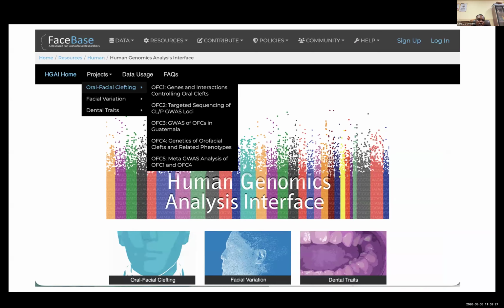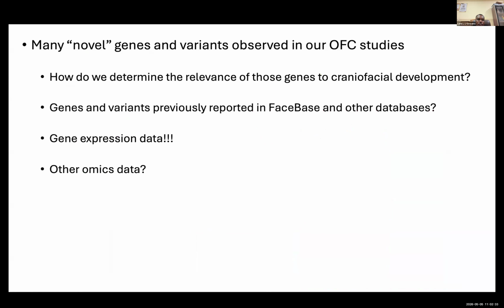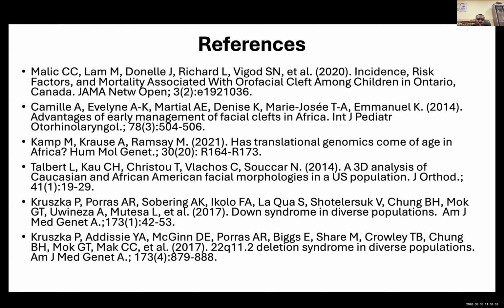So we always come back here to make sure that we can make functional meaning or add additional information. These are some of the resources that we've been using in FaceBase to determine the functional craniofacial relevance of the genes that we detected in humans. So we have to fall back on FaceBase, look at how the gene is reported, what the phenotypes are, and what the functional relevance is, which is very important to us, along with the expression patterns and whether there are other omics data sets on that gene, so that we make in silico functional meaning out of the various data sets that we are generating. So these are a few references.